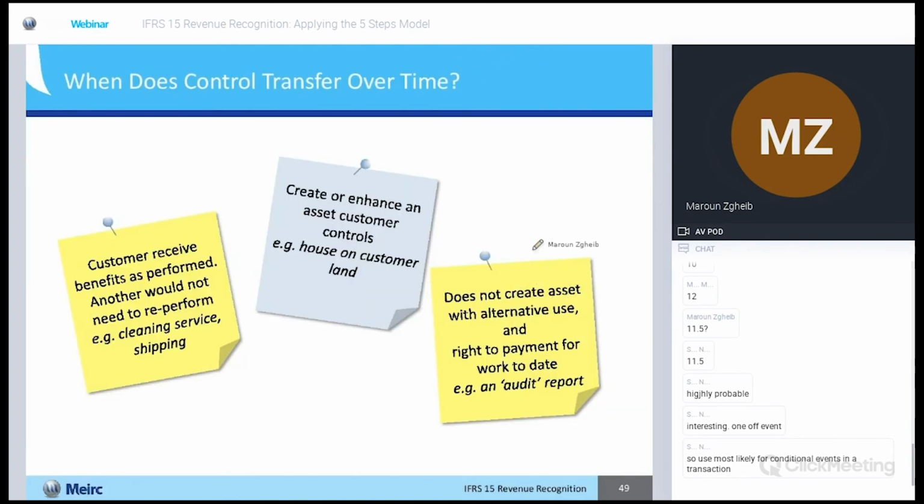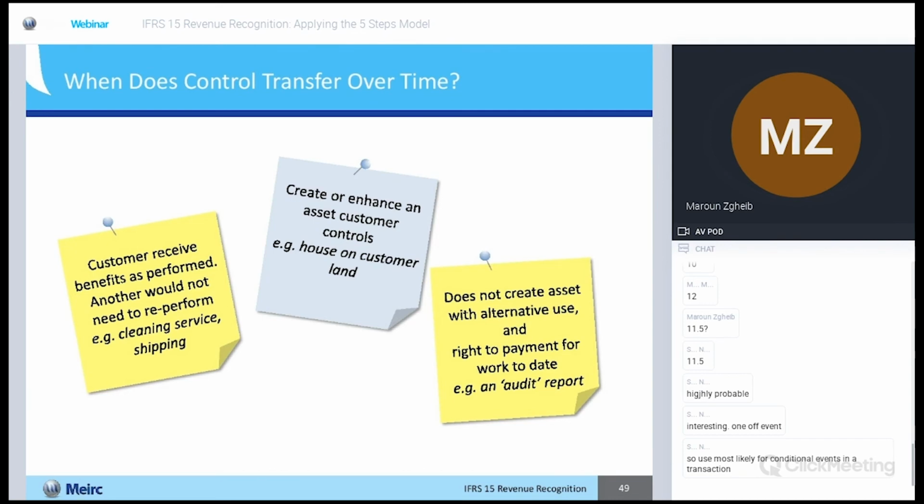And the third example that the service is performed over a period of time is when the service or good does not create an asset with an alternative use. This created a big difference in the revenue recognition for real estate developers. If I am a real estate developer like Amar, in the past, I had to recognize revenue once I delivered the apartment. Once I delivered the title from Amar to the customer, we used to recognize revenue.